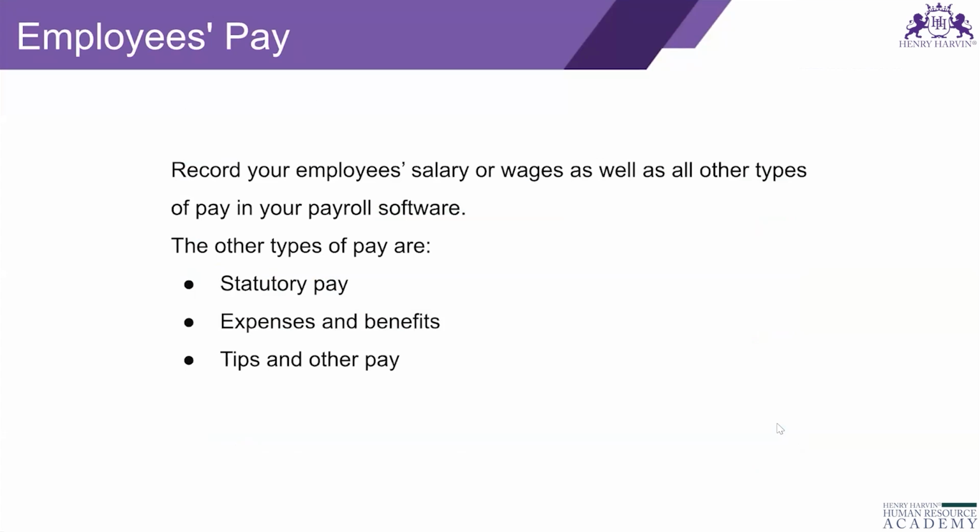Okay, now employees pay. Record your employee's salary or wages as well as all other types of pay in your payroll software. Okay, this is again very important to run an accurate payroll. The other types of pay are statutory pay, expenses and benefits, tips and other pay. Okay. So again, if you want to make it more accurate, record expenses and benefits also in payroll.